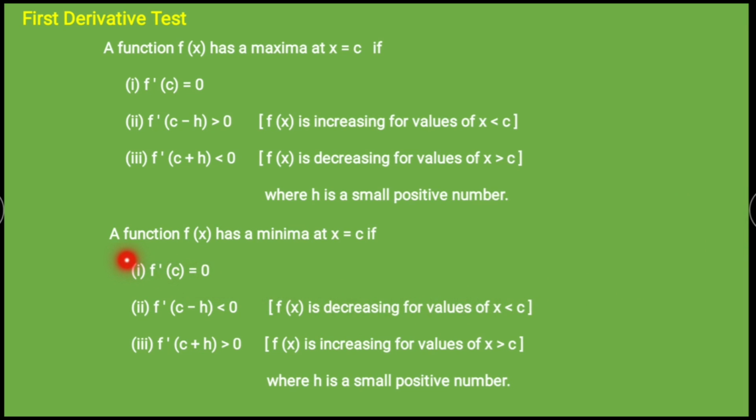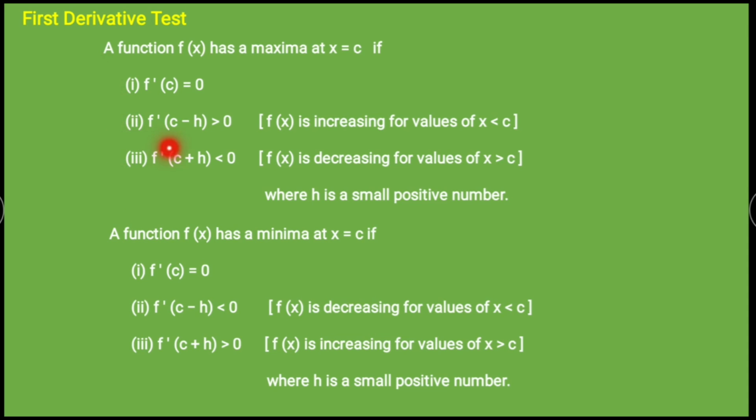Then second, a function f(x) has a minima at x equals c if, number 1, f'(c) equals 0, number 2, f'(c minus h) less than 0, that is f(x) is decreasing for all values of x less than c, and number 3, f'(c plus h) greater than 0, that is f(x) is increasing for values of x greater than c, where h is a small positive number.